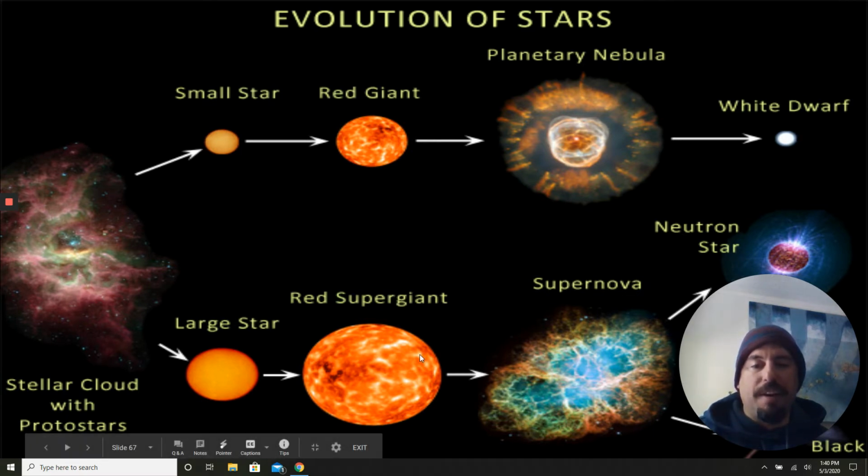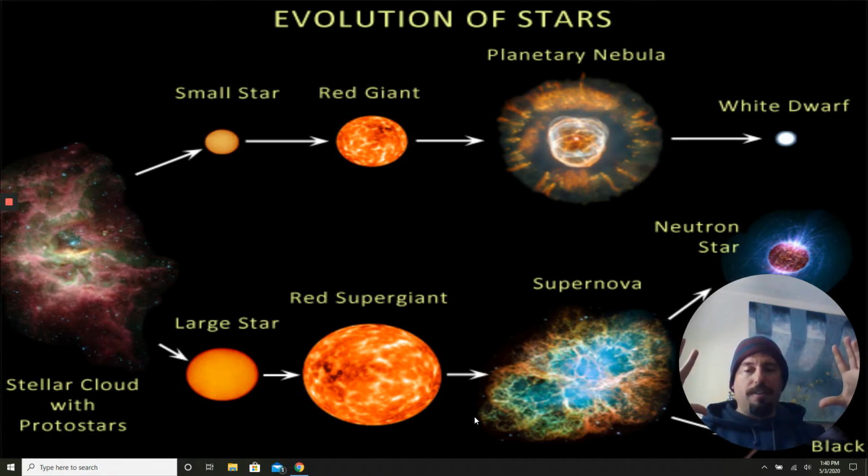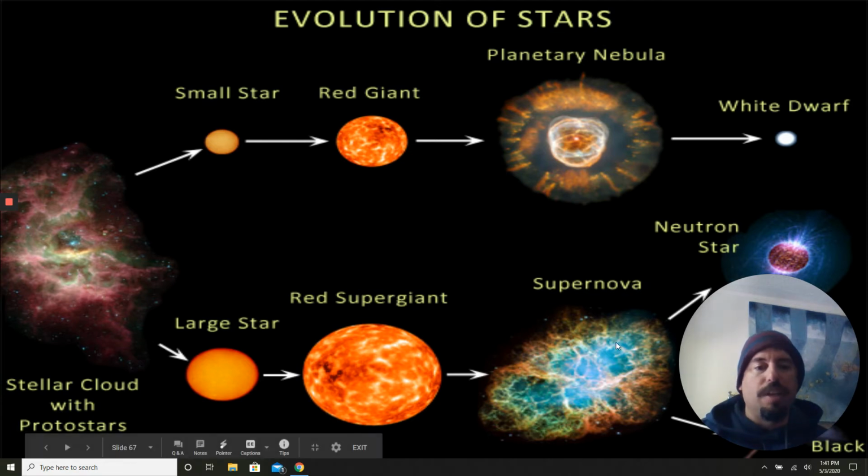If we're talking about supergiants, they go through a different process. When their helium and heavier elements run out of fusion, it collapses again. And when it collapses again, it hits the core and it rebounds. So like it bounces. And when it bounces, we get a supernova. And supernovas are extremely bright.